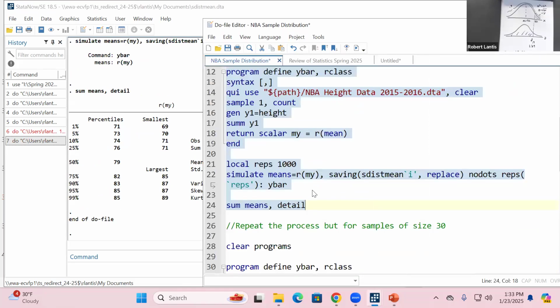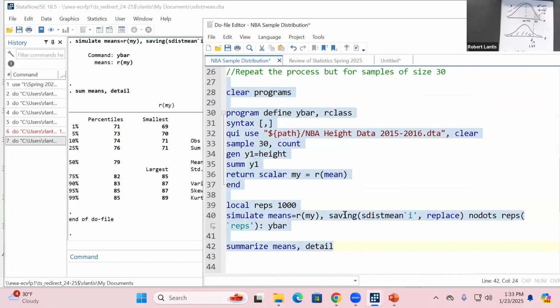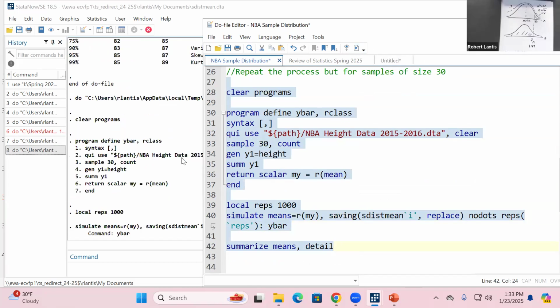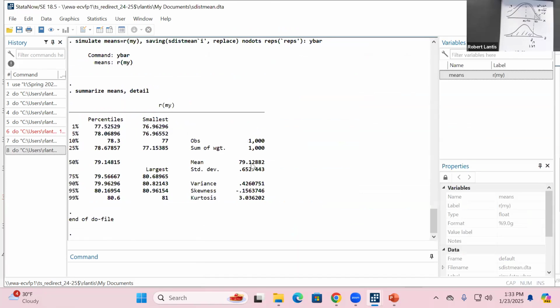Now, if I do samples of size 30, the mean of my sample means shouldn't change, but the variance of my sample mean should now be what? Higher or lower? Yeah, I'm dividing by 30 instead of 10, right? So now my variance should be a little bit lower. Sure enough, if I run this code, the mean of my new sample means is still 79.12, but the variance, instead of being like 1.29, is now 0.42, right?